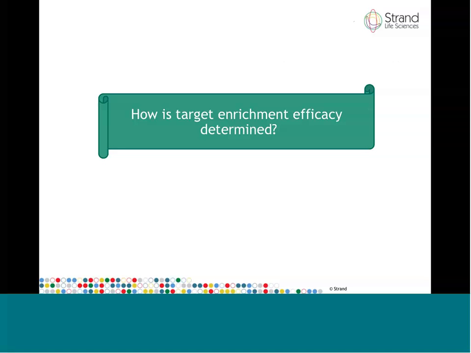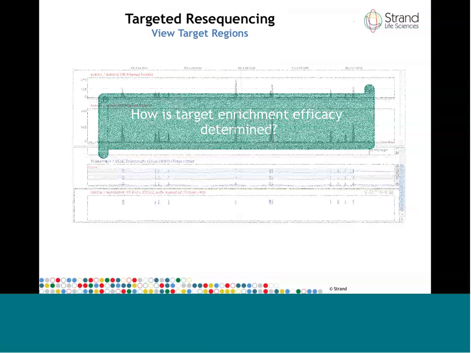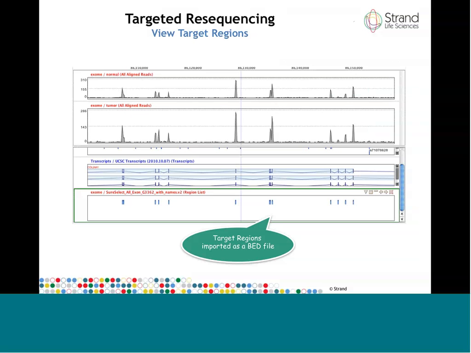Moving on to the next question, how is target enrichment efficacy determined? You can import in a target regions file. So let's say you've run target enrichment and then sequencing. You can take all the targeted regions and import them in as a bed file, and you can drag that into the genome browser, and you'll be able to see those targeted regions juxtaposed with the transcripts and the reads. In this case, clearly the targeted regions are nicely juxtaposed with exonic regions in the transcript because this is an exome enrichment kit.